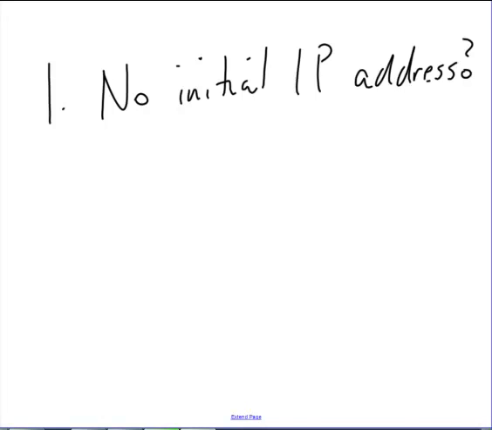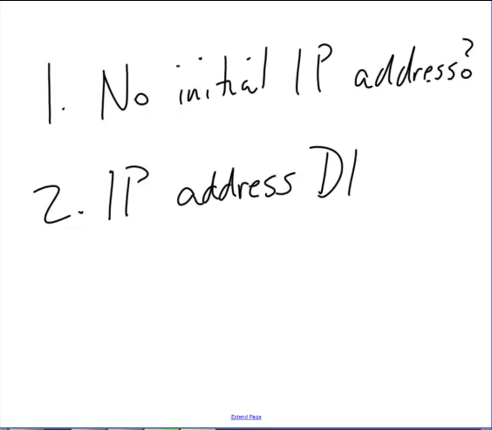The other problem is, what's the IP address of the DHCP server itself? We don't know that. Typically, if you're dealing with internet communication, you have a source and a destination IP address for sending and receiving packets. In this case, we don't have either one. And yet we still have to communicate with this DHCP server when we first connect.